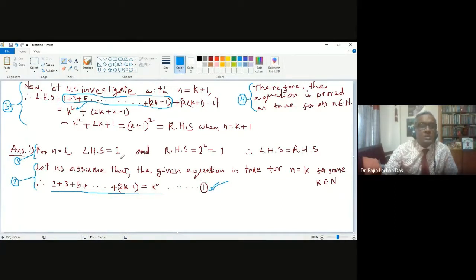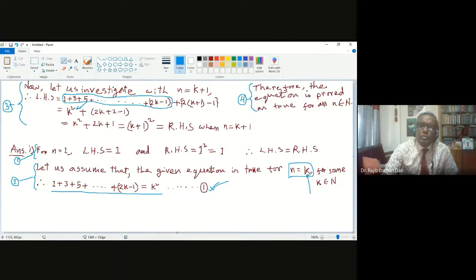So what was the given theory? This is the given theory. It was like 1 plus 3 plus up to 2n minus 1 equal to n square. So in the place of n, you are putting any number. So I am writing k. You can write p, or you can write a, b, c, any variable you can put.